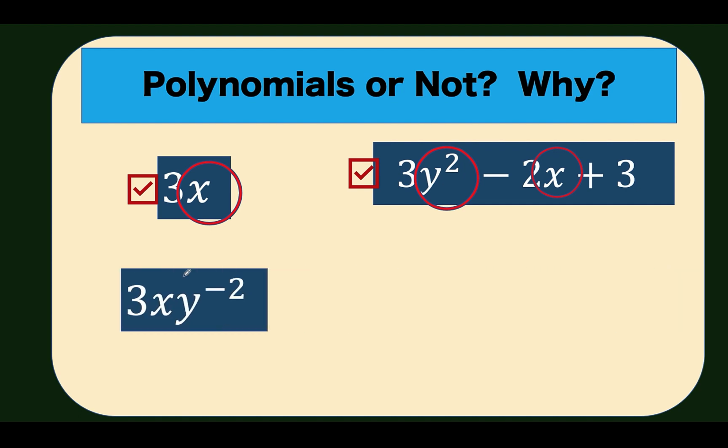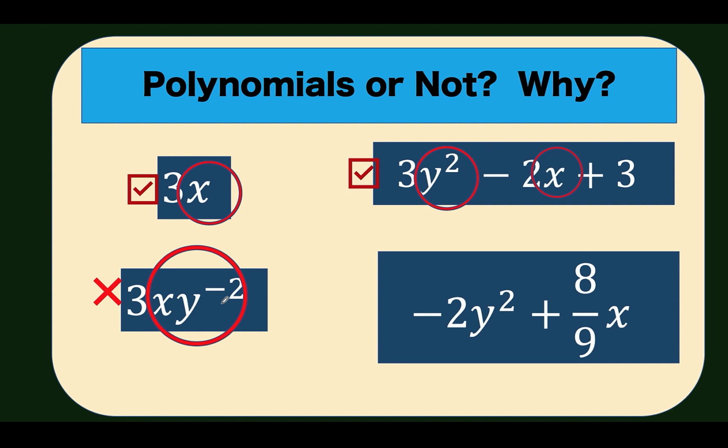Another example, 3xy raised to negative 2. So notice that we have here xy raised to negative 2 in the variable parts. Because negative 2 is the exponent of the variable y, and we said we cannot have a negative exponent in the variables in order to have a polynomial. Therefore, this is not a polynomial.